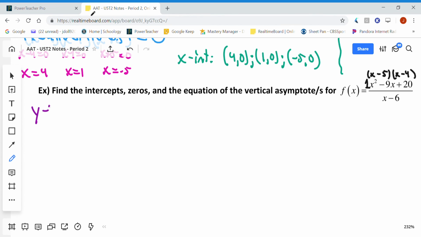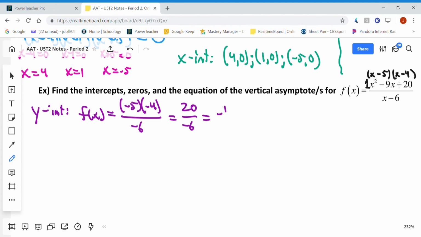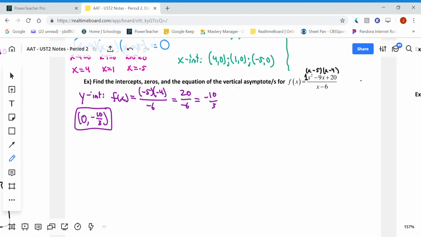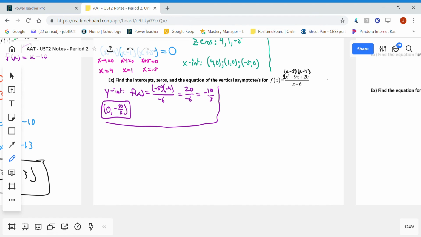So let's go through this again. Y-intercept: we're going to set all the x values equal to 0. So that will be negative 5 and negative 4 in the numerator, and negative 6 in the denominator. So that's going to be, wow, that's a coincidence. I'll be honest with you, I did not plan that out, to my memory. So there we go, we got the y-intercept.